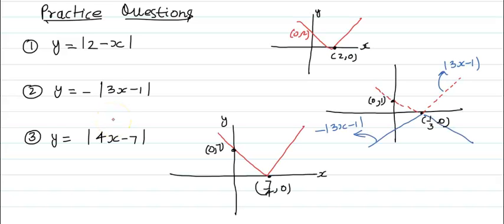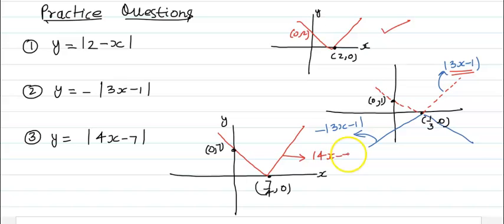Okay guys, I hope you must have tried this question. You can check these answers with my worked solution. This is y equal to modulus 2 minus x graph, and this red dotted line is showing modulus 3x minus 1, and this blue line is showing minus modulus 3x minus 1, and this red line graph is showing modulus 4x minus 7.